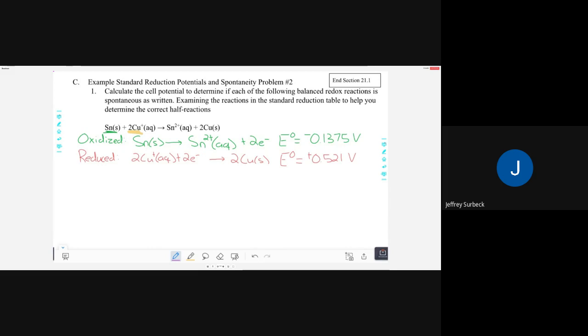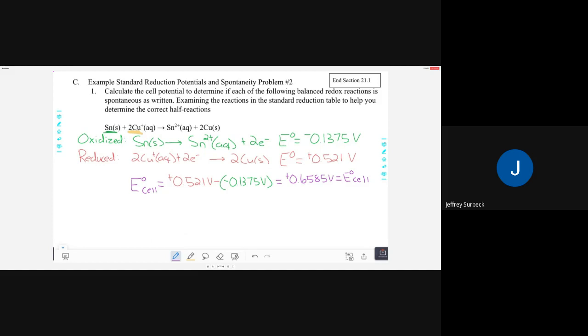Okay. Now, all we have to do is plug it into our equation. So our cell potential, what's the first thing we list in our formula? Reduction, right? So the pink equation, I turn to positive 0.521 volts minus my oxidation, which is negative 0.1375 volts. And again, we turn to our calculators. 0.521 minus a negative 0.1375. I press enter, and my cell potential turns out to be a positive 0.6585 volts.